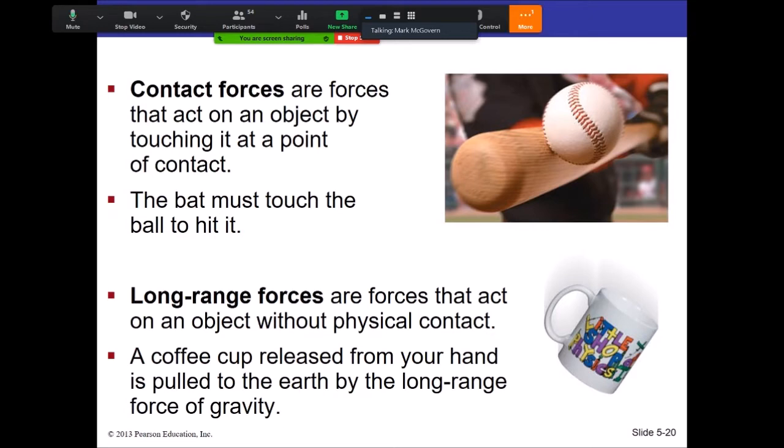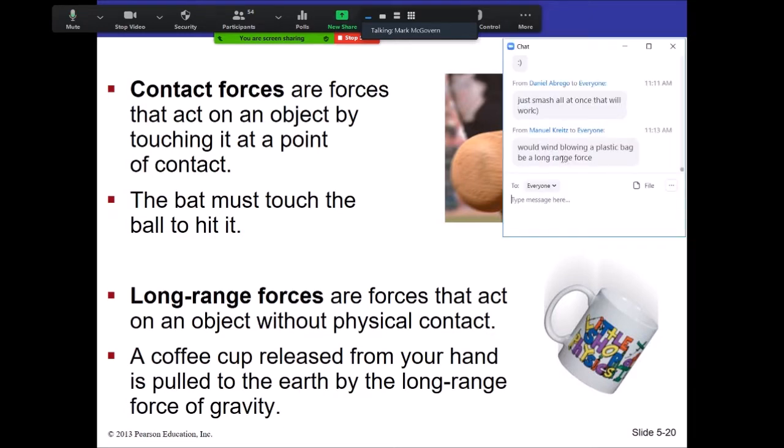One of the things that we're going to do today: would wind blow in a plastic bag be a long range force? It would not, because the air is in contact with the bag, and that's why the force is being exerted. That's it. Let me put it to you this way. We don't really deal with electromagnetism at all in this class, but that is a long range force. Gravity is a long range force. Everything else is not. That's it.